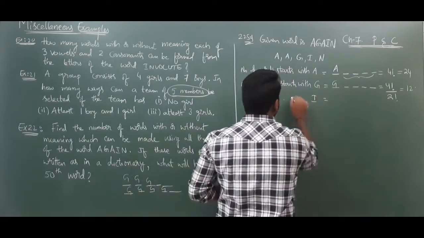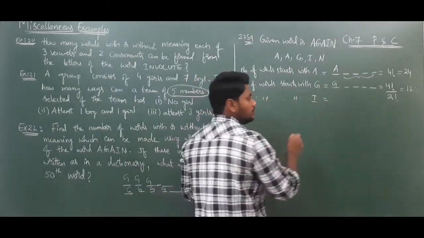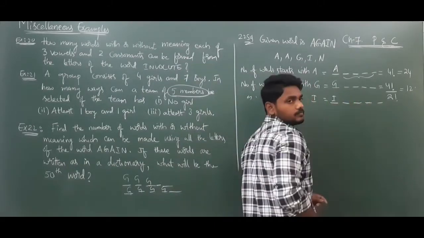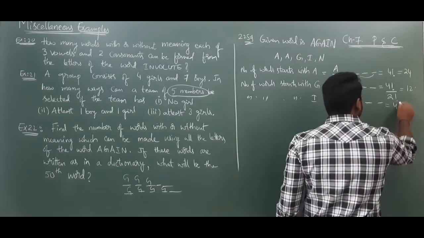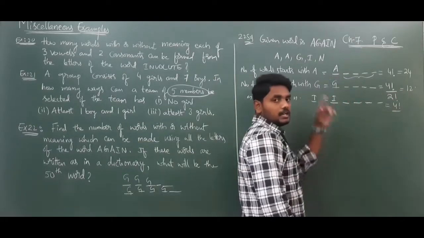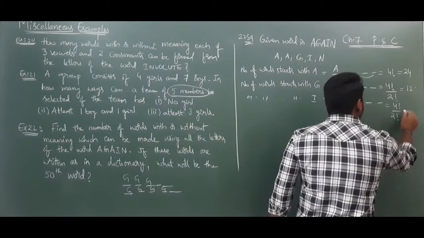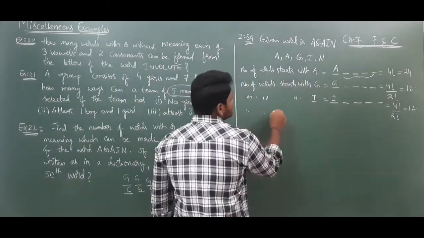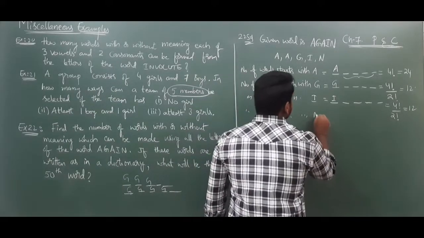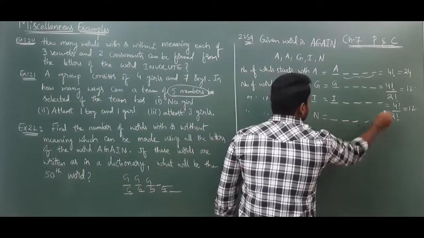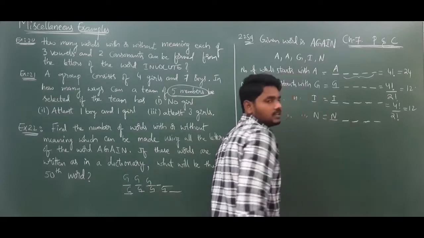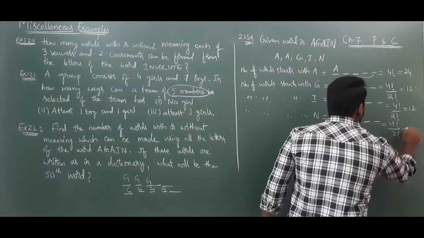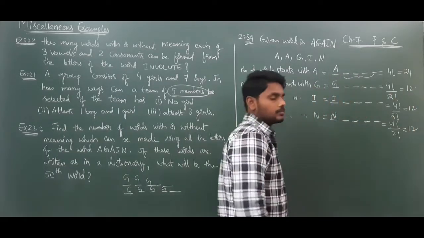Next, words that start with G are over. Next with I. With I again, 1, 2, 3, 4, 5. So first I is fixed. So the remaining 4 places can be filled with 4 factorial divided by 2 factorial, as A is repeated 2 times. Again it will be 12. Next, number of words that start with letter N. This is also the same. First letter is N. Remaining 4 places can be filled with 4 factorial divided by 2 factorial, which is equal to 12.